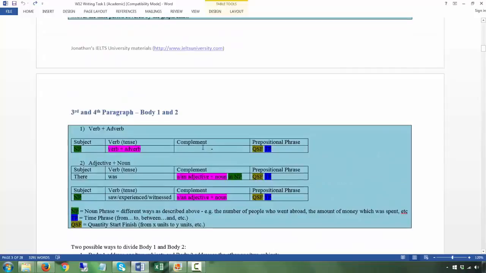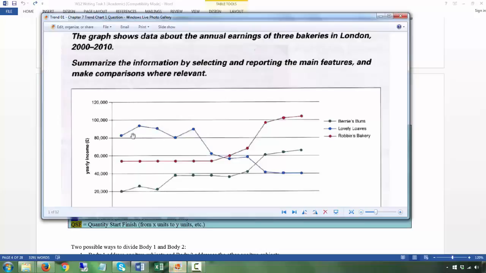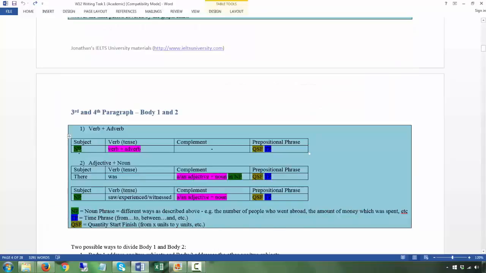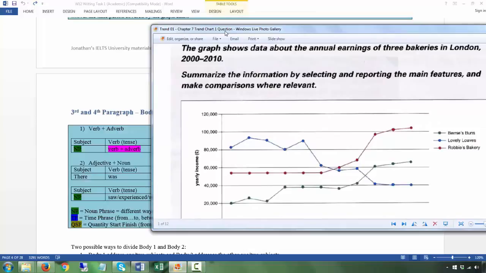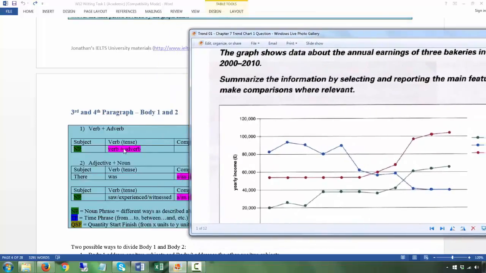Then you don't want to use the same kind of sentence structure again, okay? So what you could do is you have 1, 2, 3. The noun phrase first. Let's say we're going to talk about the yearly income of Lovely Loaves increasing from just above 80,000 to around, I don't know, 95,000. So you would say the yearly income of Lovely Loaves. Remember, don't say Lovely Loaves, but say the yearly income of Lovely Loaves. And then you have your verb and your adverb.